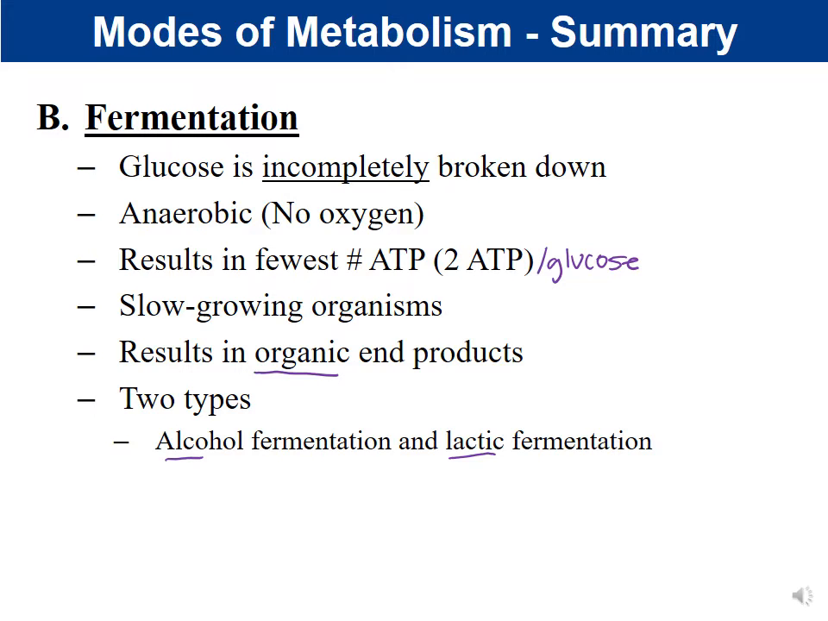And because those products are organic, they still have a lot of energy left. So they're not done. Because they get the fewest ATP, these are organisms that are going to be slow growing. Their generation time is a lot longer because they don't get enough ATP to reproduce rapidly.